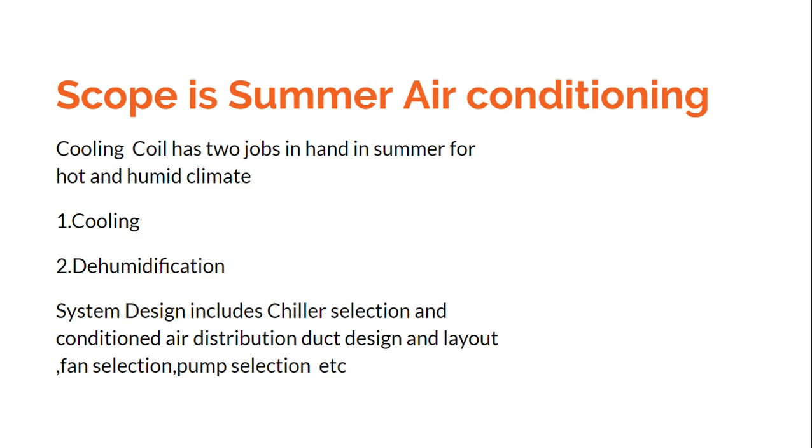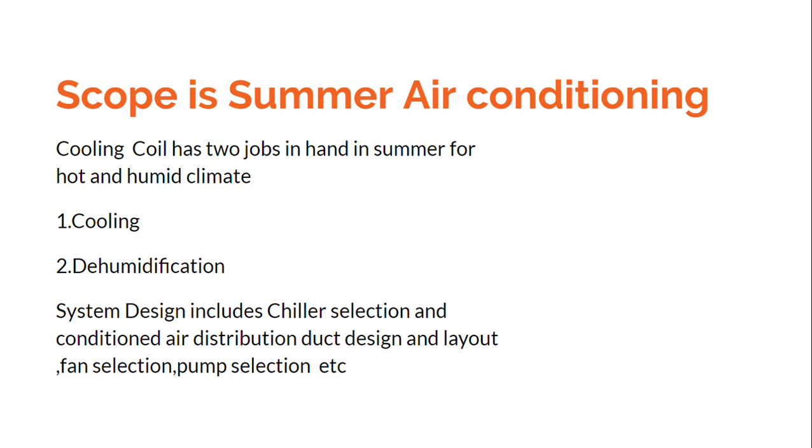The scope is that I am restricting my discussion to summer air conditioning system. Summer air conditioning means the temperature outside is obviously higher and you need to cool the air. And if it is a humid climate, then we also need to dehumidify the air. So the scope is summer air conditioning and I am dealing with a hot and humid climate. In that case, the chiller would be a coil in which refrigerant flows, and this refrigerant would reduce the temperature as well as humidity of the ambient air for conditioning.